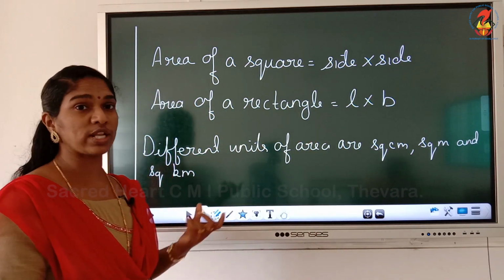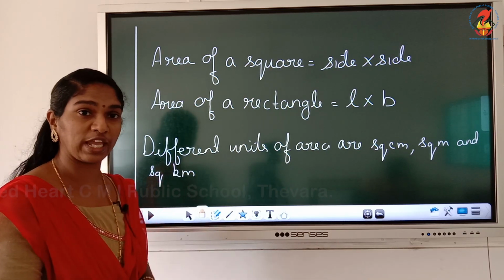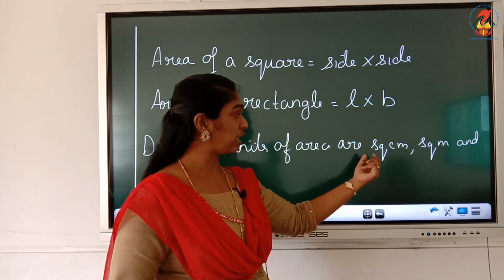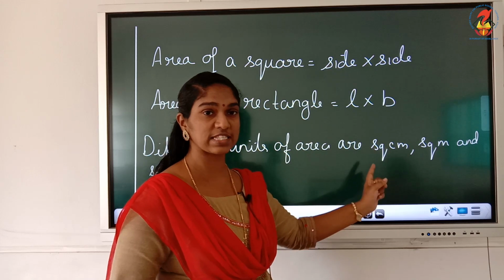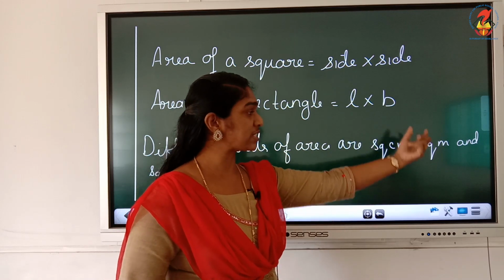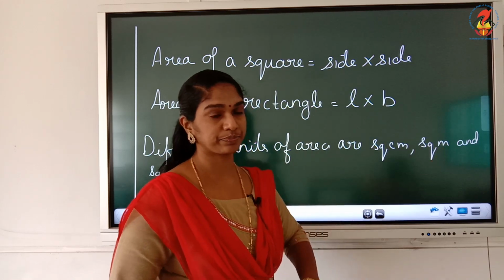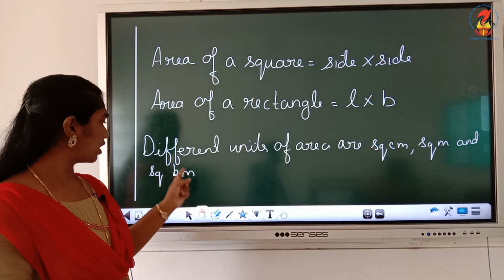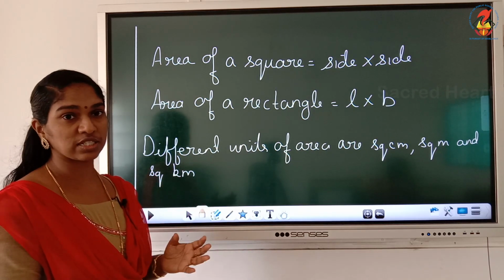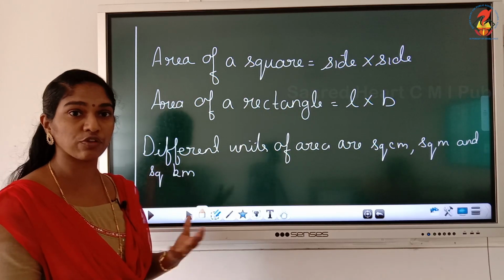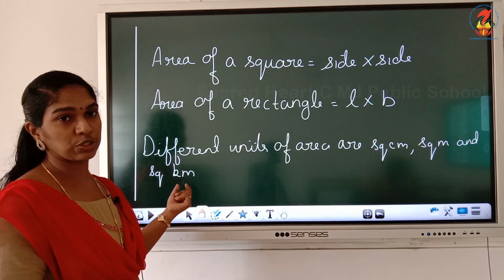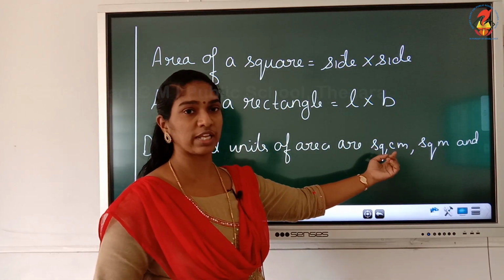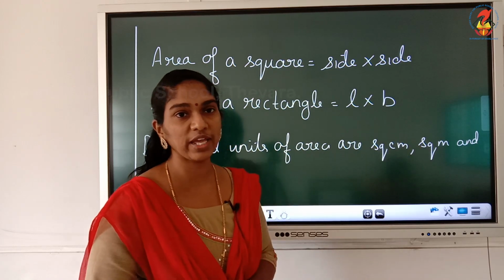Now, how about the units? How to write the units when you are finding the answer for area? If the question is given in centimeter, after you find the area, the unit will be written as square centimeter, sq cm. If the question is given in meter, you will write square meter. If the question is given in kilometer, you will write square kilometer. Usually this unit we use for larger areas, like when you are finding the area of a country or a place. So, when you are doing questions, you will be dealing with square centimeter and square meter.